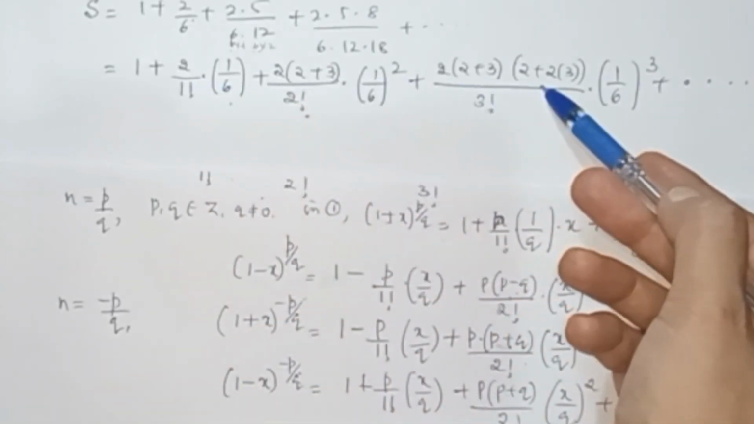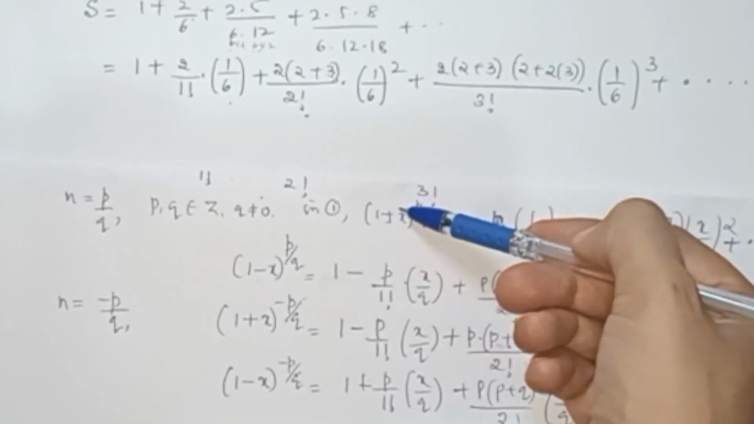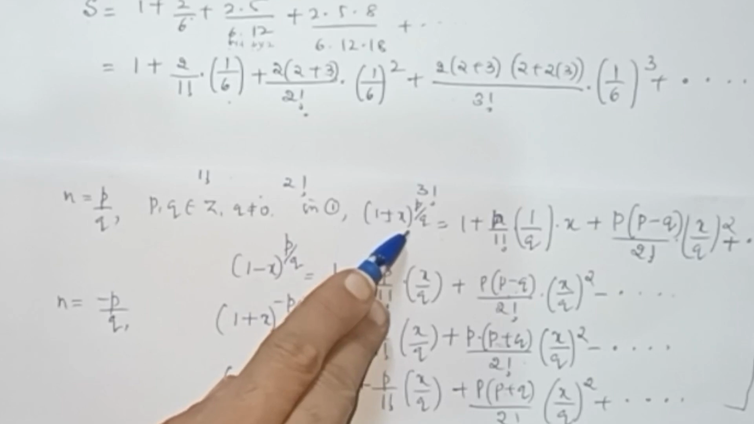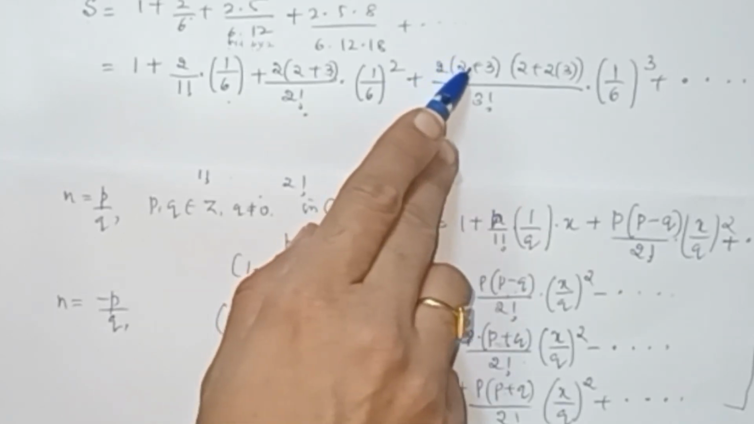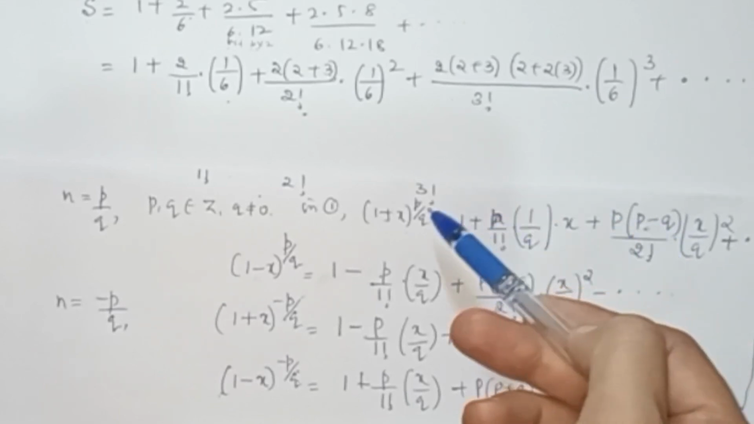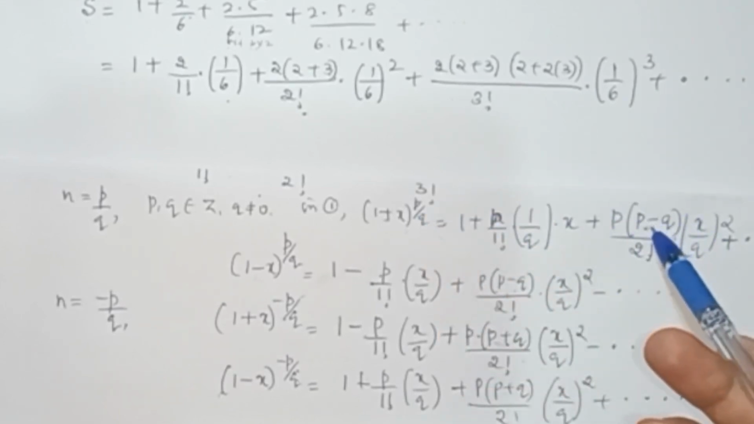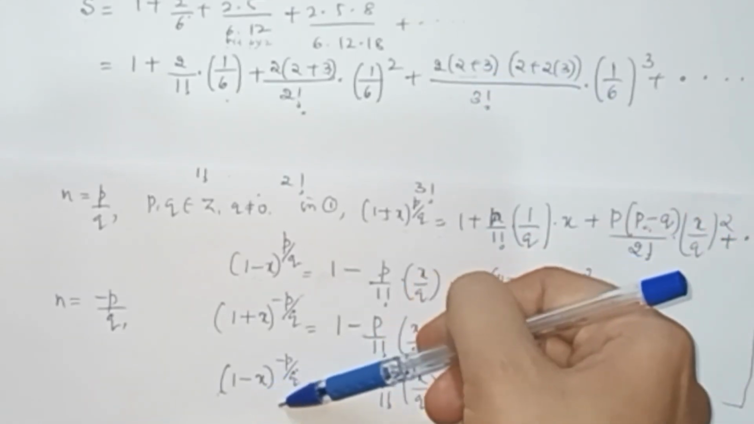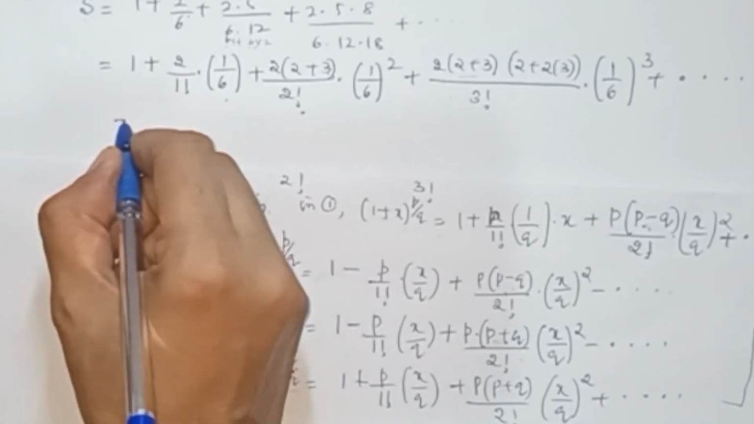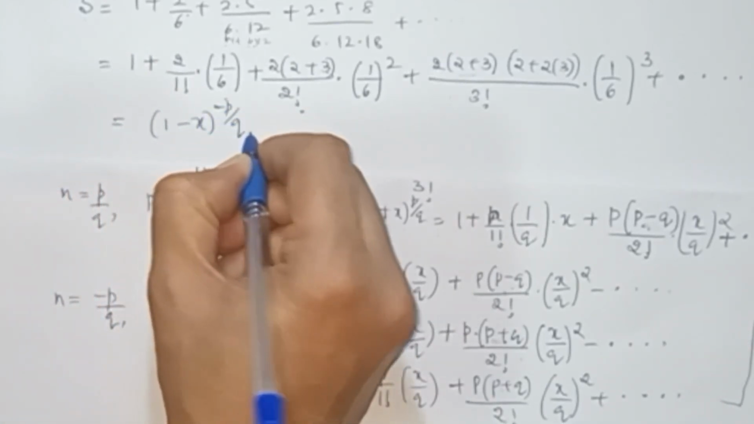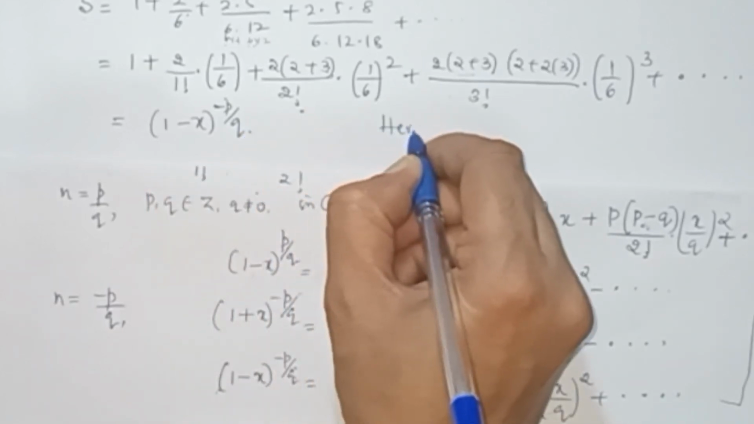All terms are positive means either the first one or the last one. First one I will not choose because here you have P plus Q, but in the first one you will have P minus Q. When the index is positive, you will have P minus Q. Therefore, here there is P plus Q, therefore I will choose the last one. So that is equal to 1 minus x to the power minus P by Q. I have to find out P, Q and x value.